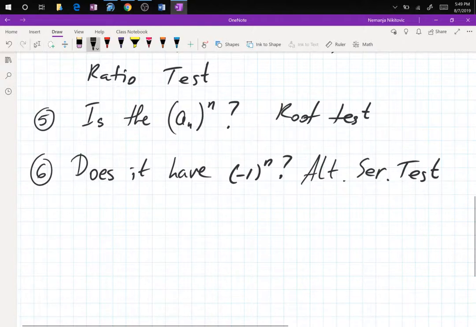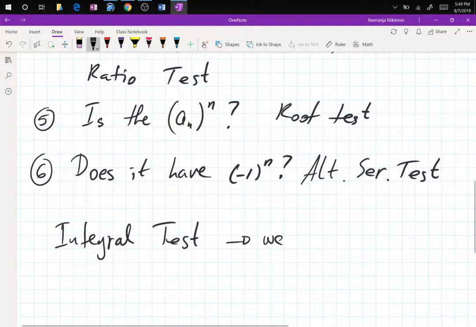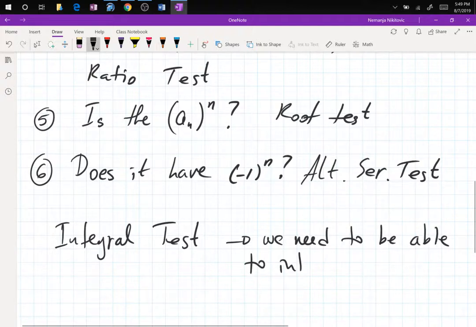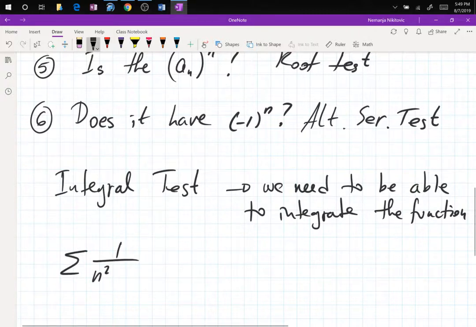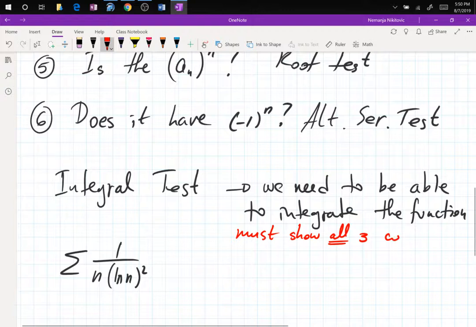Integral test. Well, we need to be able to integrate the function. Remember how we had the summation of 1 over n times (ln n) squared? You remember that one? That was a nice u-sub, so that helps, right? You need to be able to do that, and also you must show all 3 conditions.